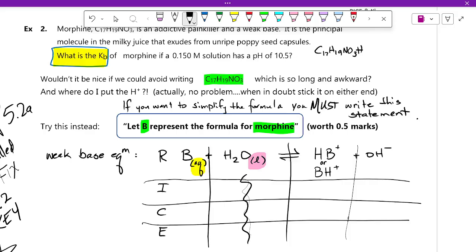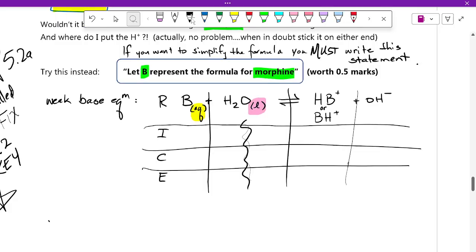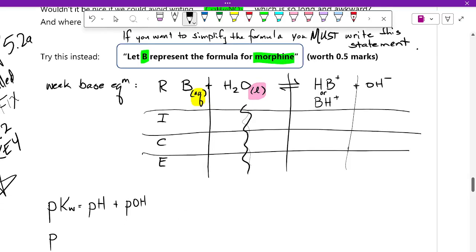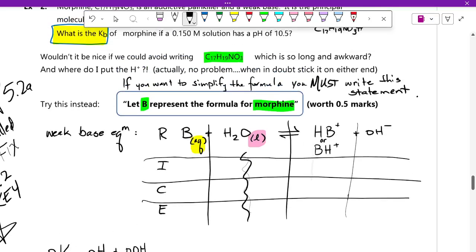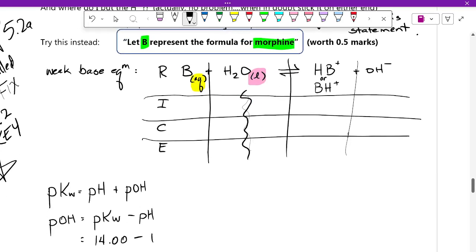Wait, pKw is pH plus pOH. That makes sense. Okay, so pKw is equal to the pH plus pOH. Yes? All right. And so if you want to then find the pOH, that's going to be pKw minus pH, which is 14.00 minus our pH of 10.5.